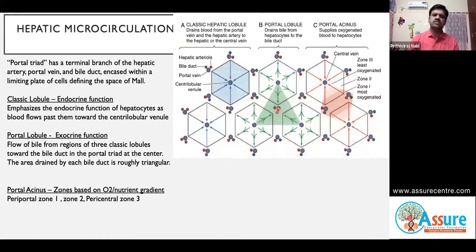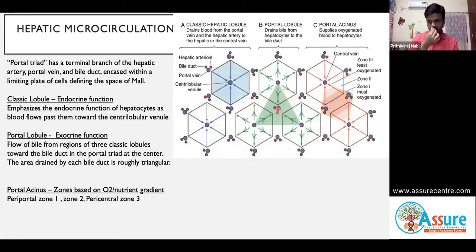Okay. So the classic lobule is based on the endocrine function, and here the blood flow goes from the portal artery and vein into the central vein. The portal lobule, as we saw, is an exocrine function, and it is based on the flow of bile from the hepatocytes into the bile duct.